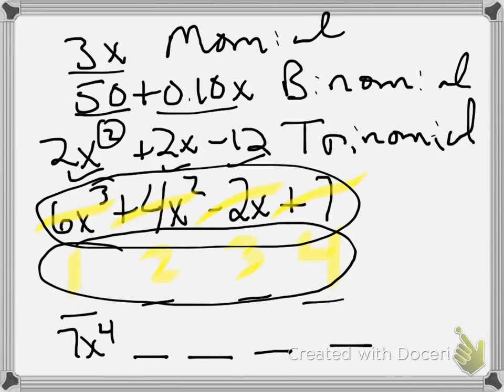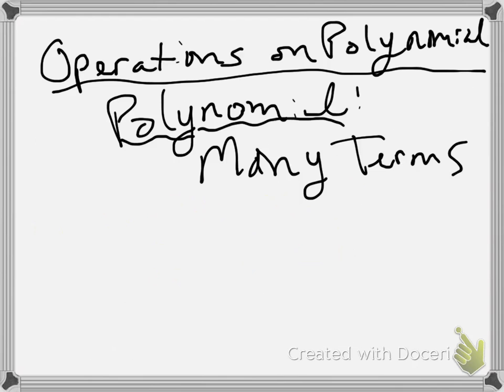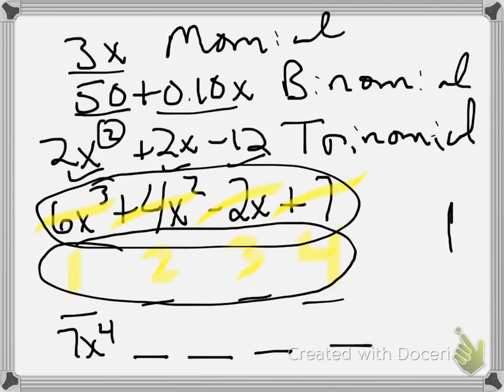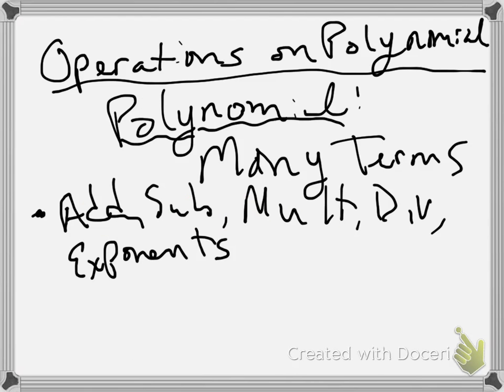So we have polynomials, which might have many terms, and they'll include addition, subtraction, multiplication, division, but they will also include the operation of exponents. And that's what's going to make the fact that we might have many terms, because they can't add or subtract together because these exponents aren't the same. So that's what makes it a polynomial, and we might have many terms because of the exponents.